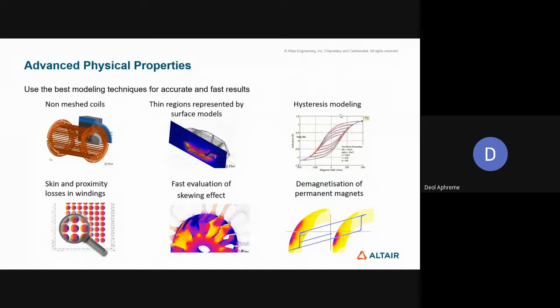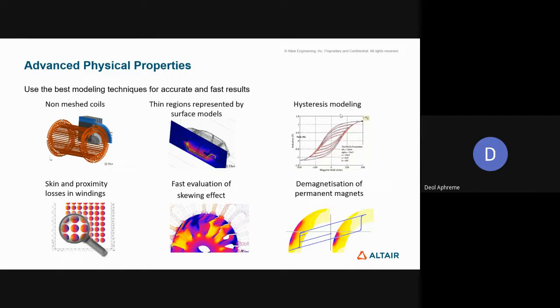Then comes the physical properties. It's as important as geometry and meshing. If your physical properties are not correct, in the sense that you're not assigning the correct materials or not applying the right amount of current, your results will definitely vary from the real world results. So Flux offers a lot of options for all these quantities that you can visualize.